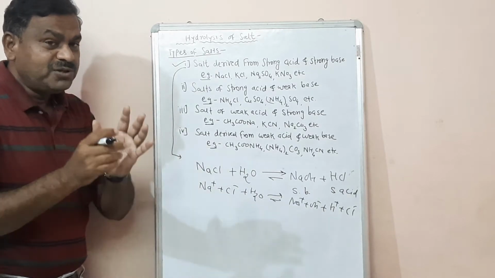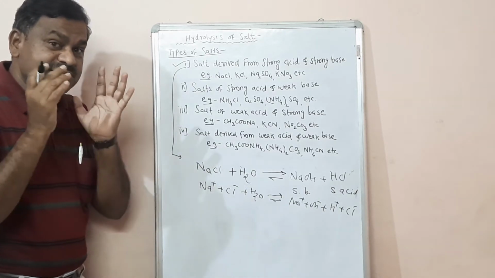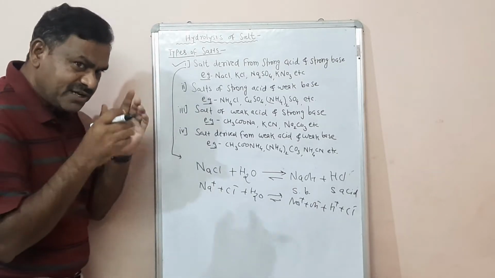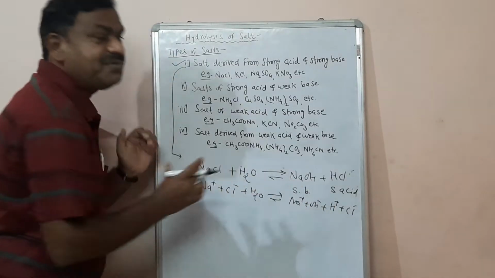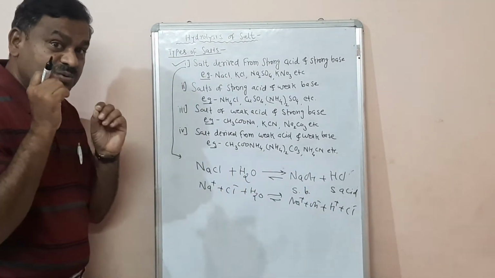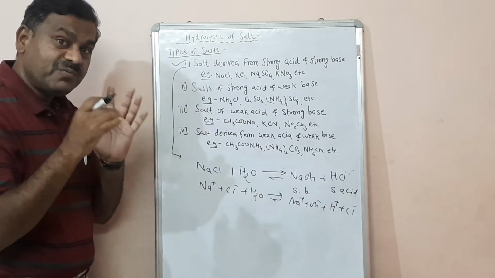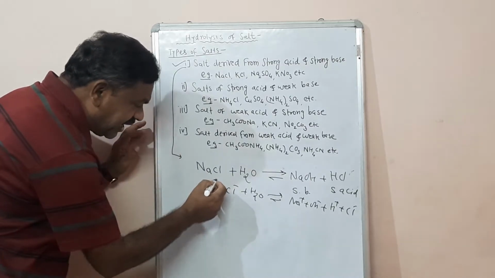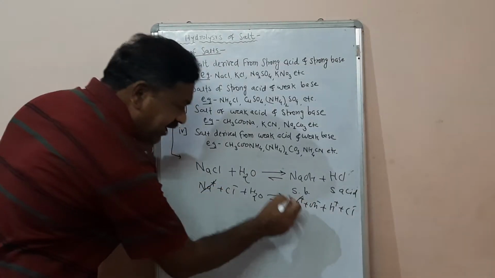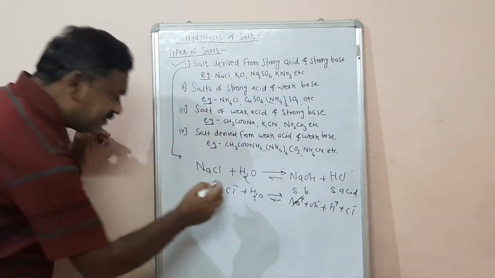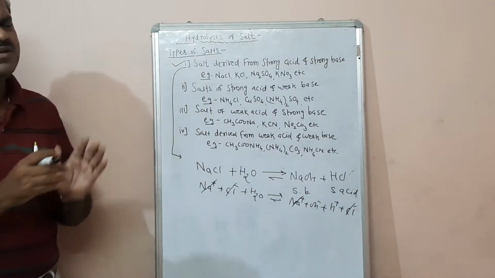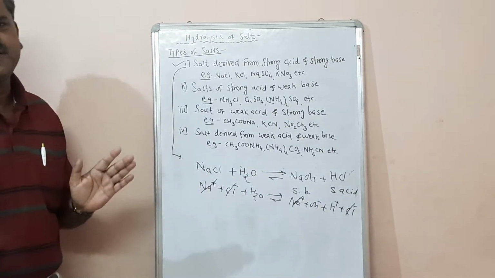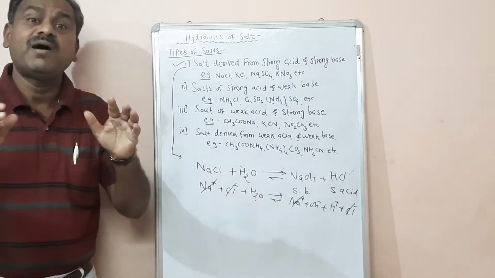Now both ions are the same. Which ions? On the left hand side, the reactant, and the right hand side, the product, two ions are the same. Which two ions? This Na+ and this Na+ get cancelled. Then Cl- and that Cl- also cancel, because on the reactant side and the product side the ions are the same or equal.